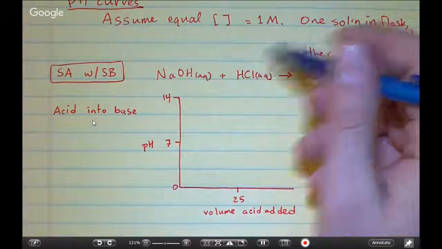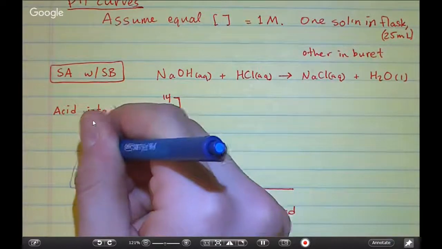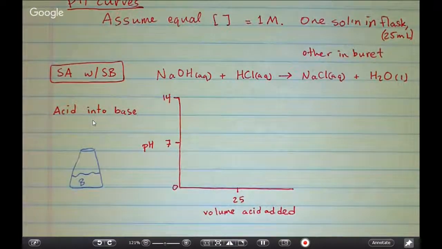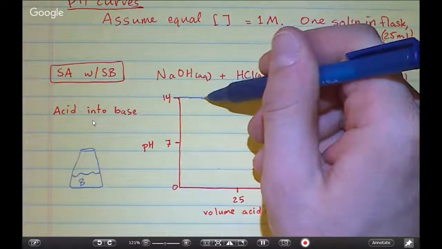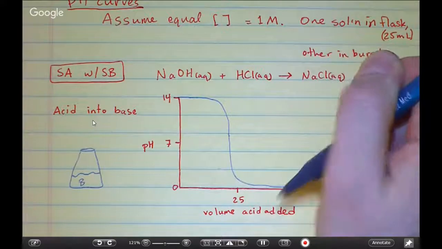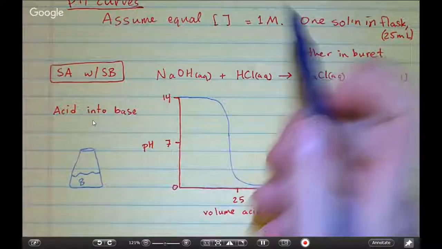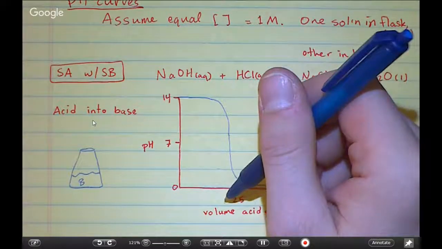So the way our graph is going to look, because we're adding acid into base, we have our volumetric flask here. Base is already present in the flask. So if we have a strong base, we're going to be starting out at a pH of 14. And as we add acid, it's going to be a sudden drop and look something like this. Right around that 25 milliliters of acid is when we're going to have that sudden pH drop. And then adding even a tenth of a milliliter is going to make it fully acidic.